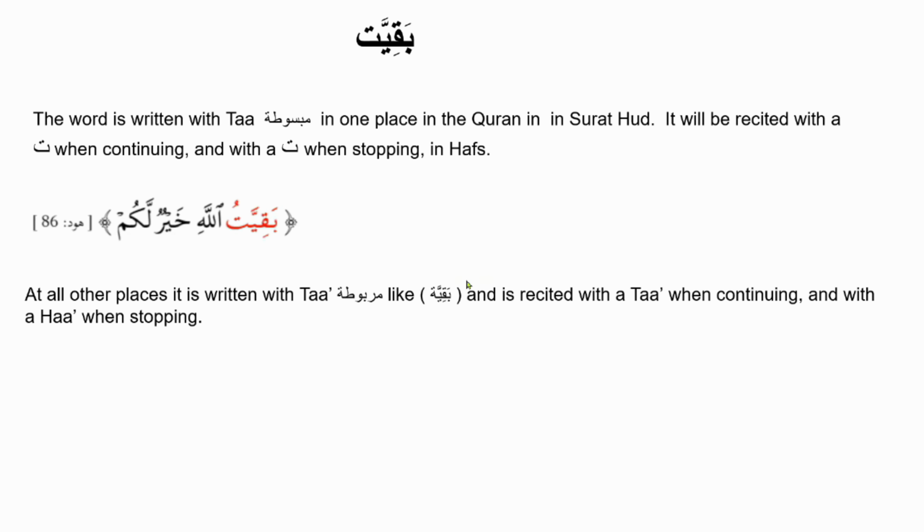The next word is baqiyya, which is written in the Quran at one place only with ta mabsuta, the flat ta, and upon continuation, we will recite it like this, baqiyatullahi. And upon stopping on this word, we will say baqiyat. And other than this ayah, the word is written with ta marbuta, and upon continuation, we will follow the vowel of ta marbuta, and upon stopping, we will recite this word like this, baqiyah.